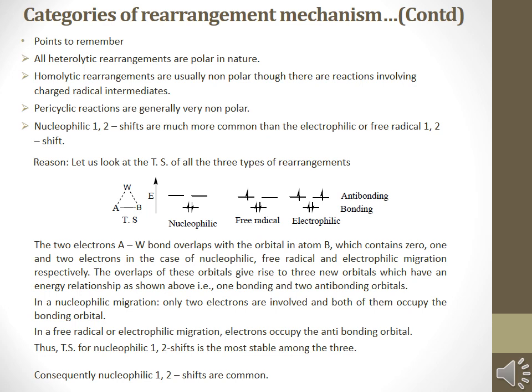So we can say that from the energy profile diagram, the transition state for nucleophilic 1,2 shift is the most stable among all the three transition states. Thus, consequently, we can say that nucleophilic 1,2 shifts are much more common.